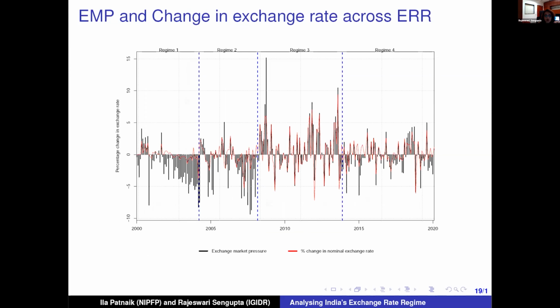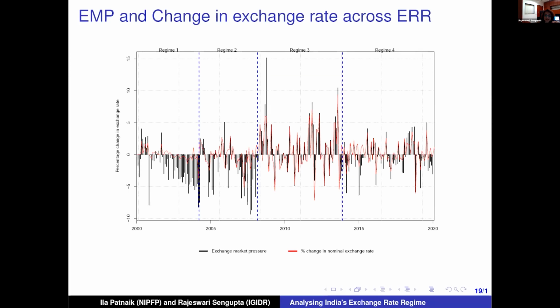This is a graph of how EMP was managed by change of the exchange rate across the different exchange rate regimes that we find from the data. The red graph shows the percentage change in nominal exchange rate against the black bar of the EMP index. And right away, visually, one can say that in the third regime, and if you remember, I just said that in the third regime, in the ERR method, we find the R squared was the lowest and the error variance was the highest. This is when the rupee came closest to being in a floating regime.